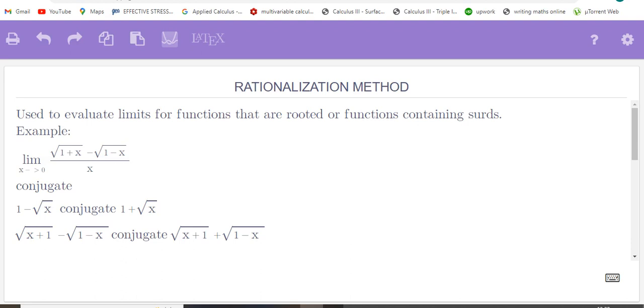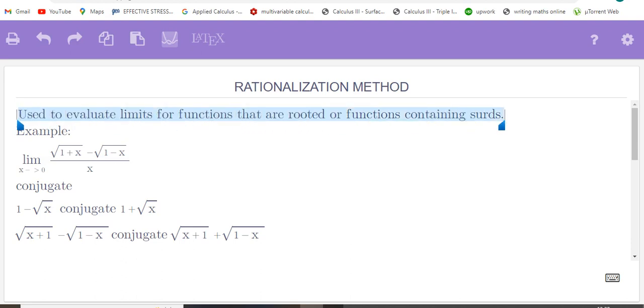Rationalization is a method used for functions that contain surds, so that you can get their limits. We call it a rooted function, or a function containing surds. You can use the rationalization method to evaluate their limit. That is the specific use of the rationalization method. For a rooted function, you cannot use any other method. You cannot use L'Hopital's. You cannot use factorization, though it goes hand in hand with rationalization later. But basically, rationalization is the method being used.